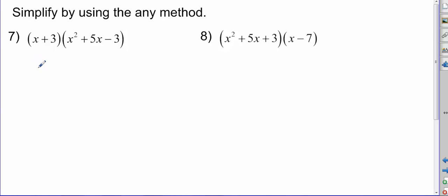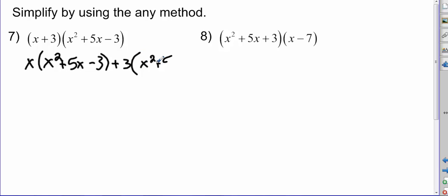On number 7, we're going to go ahead and use the distributive property. So remember, in the distributive property, we take the first set of parentheses and we break that apart, and then we multiply that by the second set of parentheses. So here we go. We're going to get an x times the second parentheses, so all of that junk in there. And then we're also going to take the second part of that first set of parentheses and put all of that junk back inside of there from the second set of parentheses. So here we go. The distributive method.